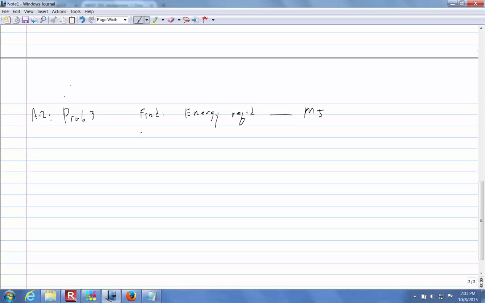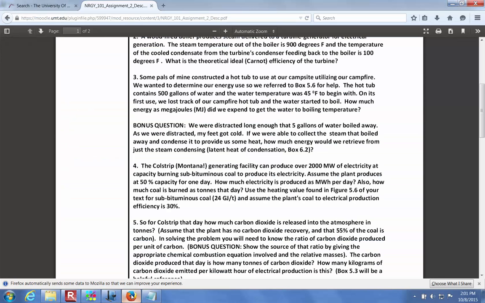It's given: 500 gallons of water. The temperature to start with, we'll call that T1, is 45 degrees Fahrenheit, the water temperature. What else are we given? Is that it? Yeah, that's all we've got.